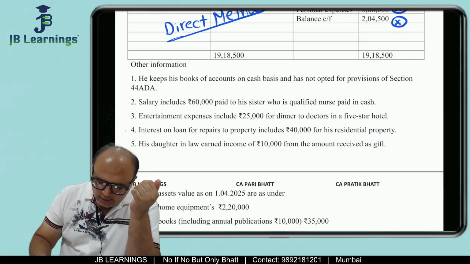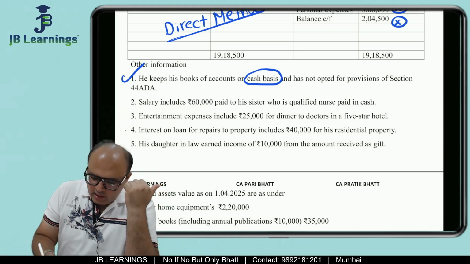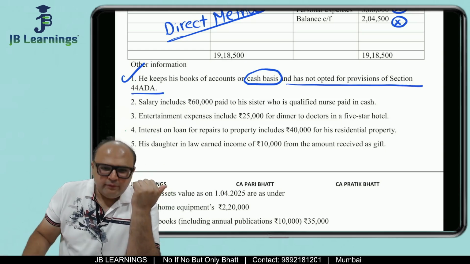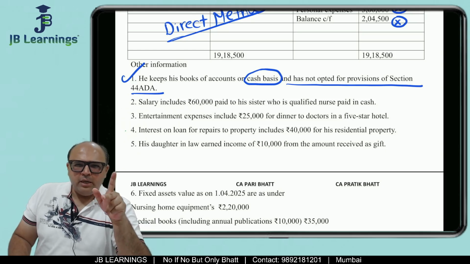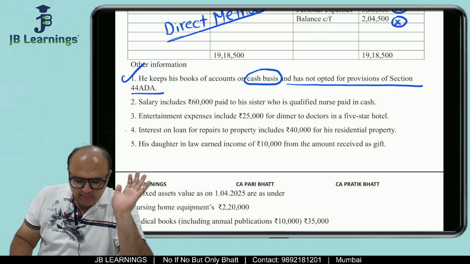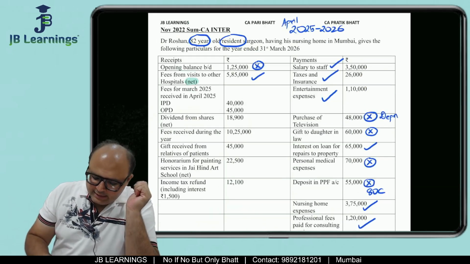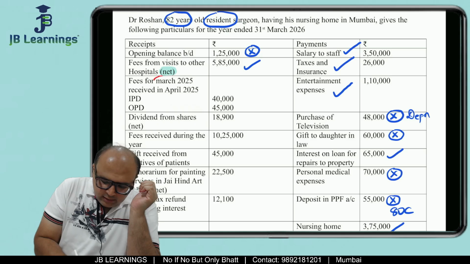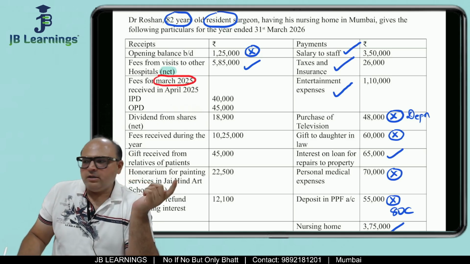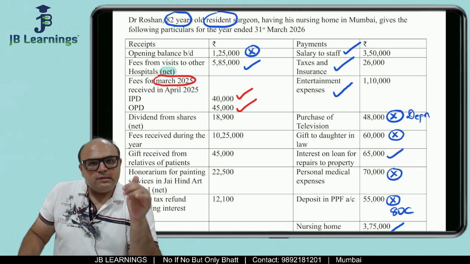But friends, as I said earlier in my video, they have given he keeps his books of accounts on cash basis and has not opted for 44 ADA. We already know that they are asking the question as per both normal and 44 ADA, that we will do at a later stage. But let us concentrate on this cash basis. So now friends, since this person is following cash basis, even though this fees is connected to last year, services might have been given last year, because the fees is received in this year, this would be considered as business income of this year.